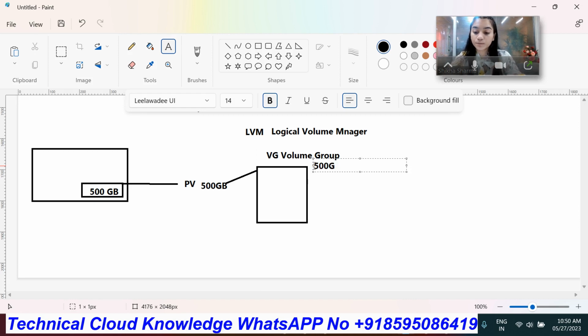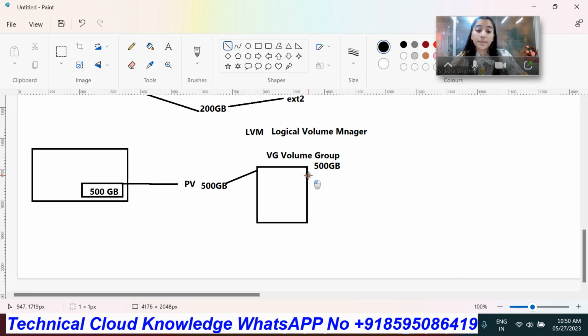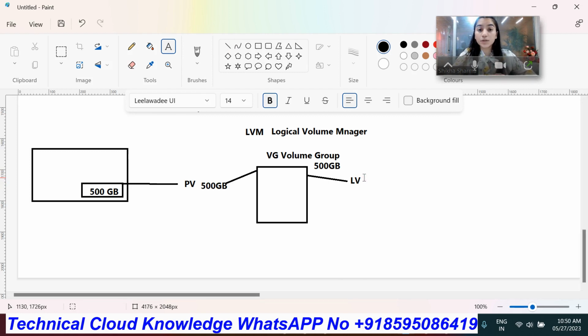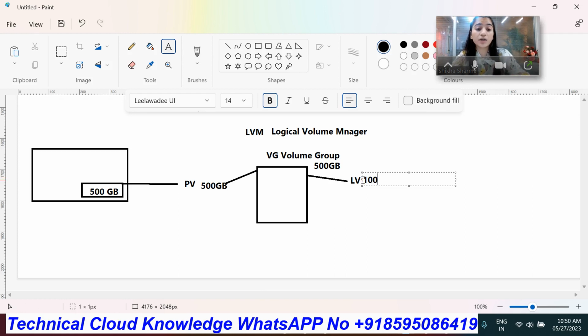Now we will create an LV, a logical volume. We will create an LV of about 100 GB because our application wants 100 GB of data, because it generates only 100 GB of data. So we will create a logical volume of about 100 GB. It will not consume a lot of space and memory. That's why we are creating the LV here.